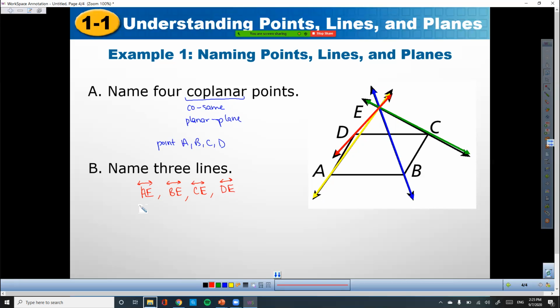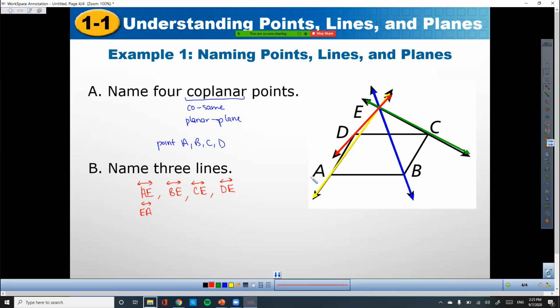Again, in this case, it doesn't matter. This one could also have been line EA. They're talking about the same line here. The order doesn't matter. It doesn't matter if you put the A or the E first because there's no direction there. It's extending forever and ever. So if you want us to name 3 lines, we have these 4 lines in total.